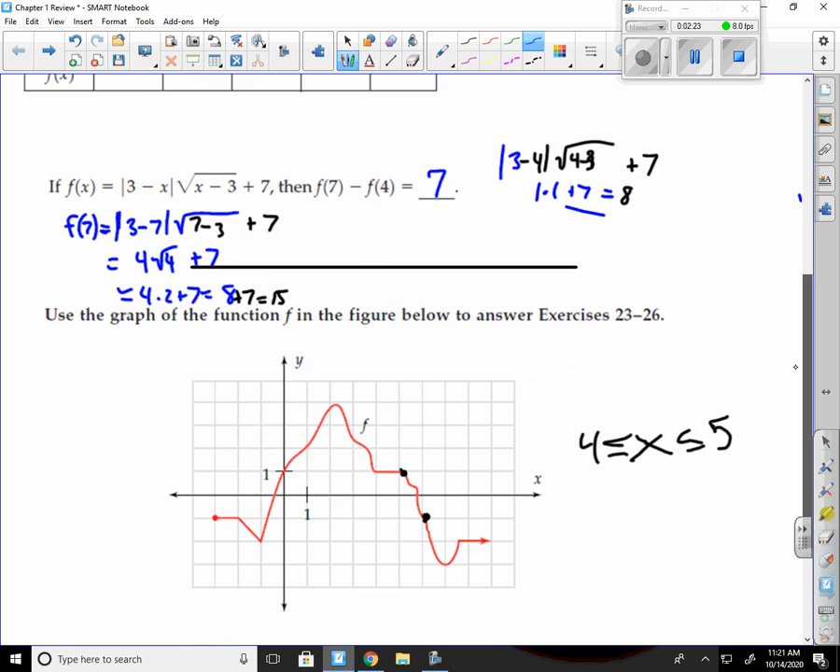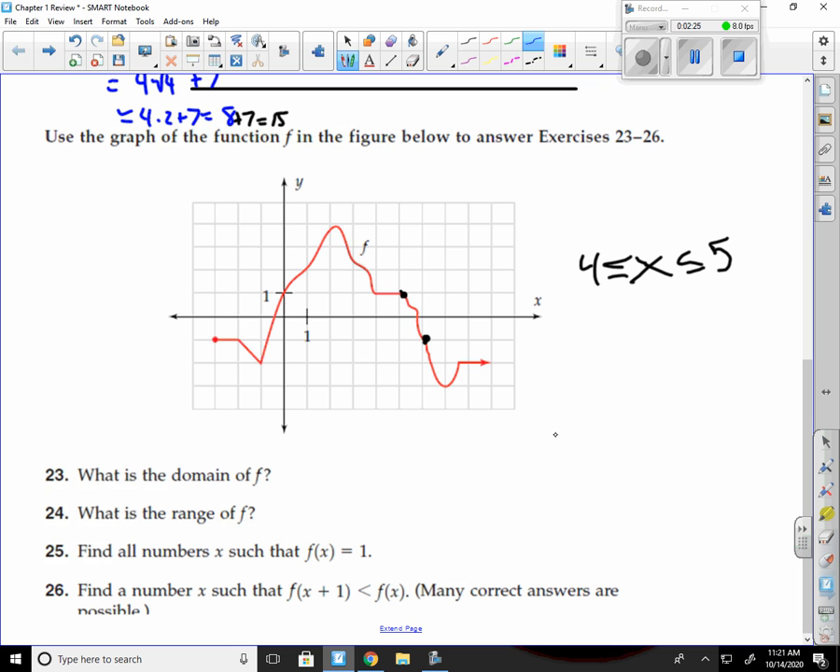Okay. Onto our graph. We went through the domain yesterday. We went through f of x equals 1, and then we went through this. So we completed that problem.